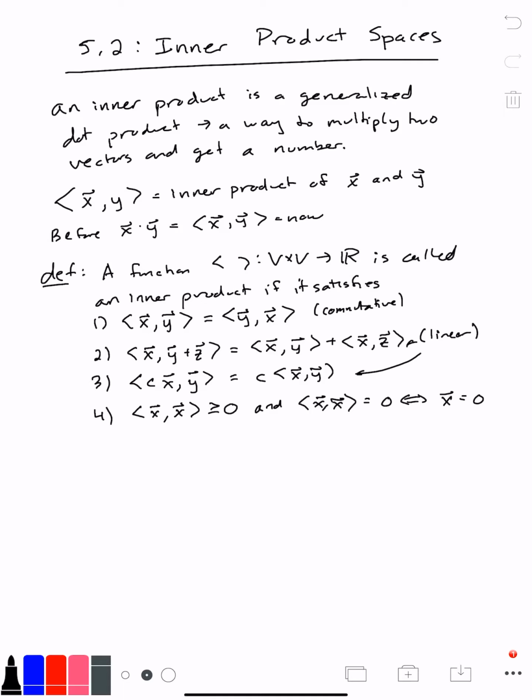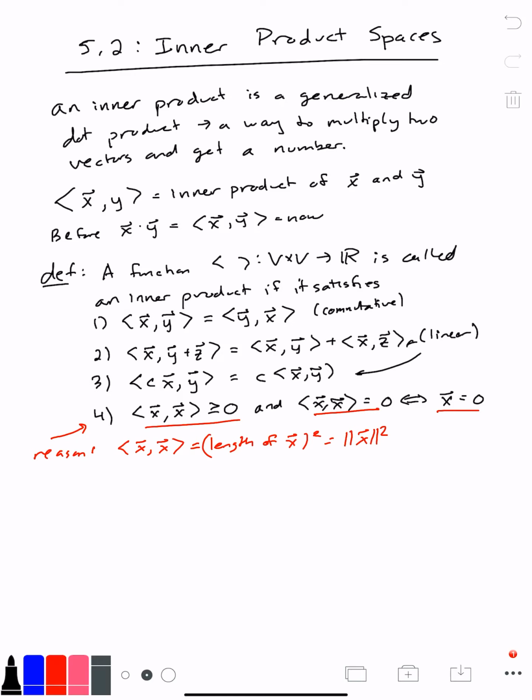Now the reason why we have number 4 is because we are going to take x with x, and we're going to think of this as the length of x squared, right? Remember that notation we had before? That's what it's going to be. And so in order for it to be the square of a number, it has to be greater than or equal to 0. That gives us the first part. And in order for it to be equal to 0, the only time you have a length of a vector giving you the answer 0 is if you have the 0 vector. So that's where that comes from here.